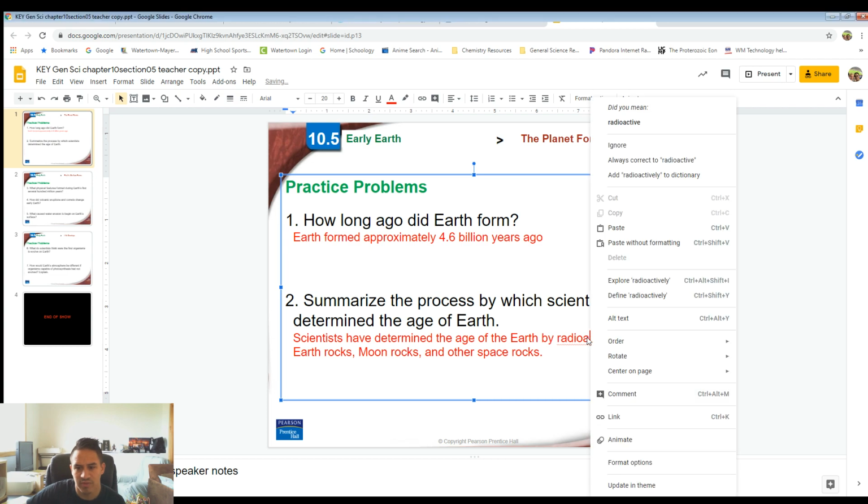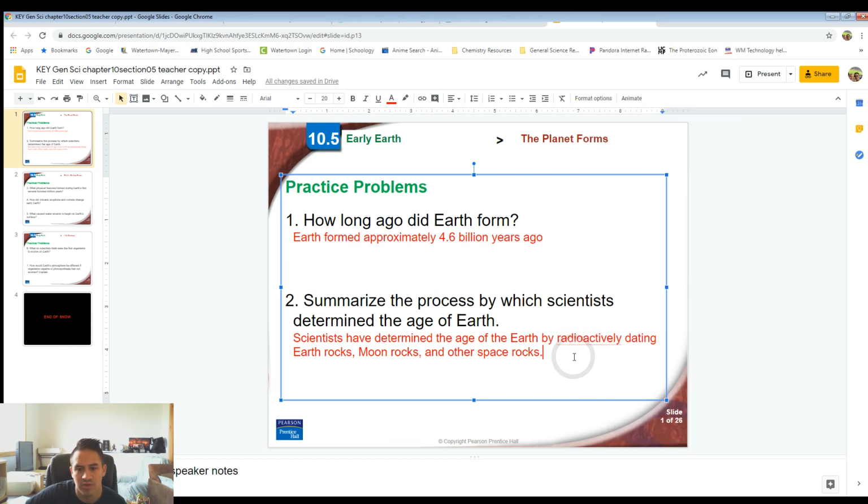Okay, so remember that we think that the Earth and all the other planets and everything pretty much in the solar system, including the sun, kind of all formed at about the same time. So it would make sense that other things in space, right, asteroids and other pieces of rock, are going to be the same age as the Earth if they all formed at the same time. So if we radioactively date asteroids and stuff, it'll give us an idea of how old the Earth is as well.